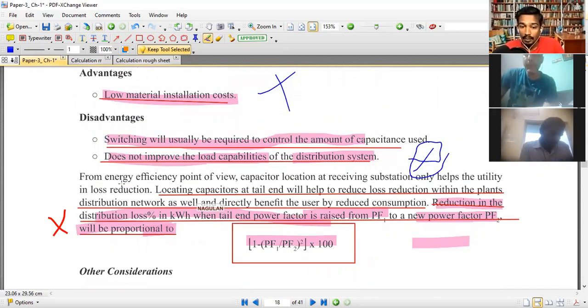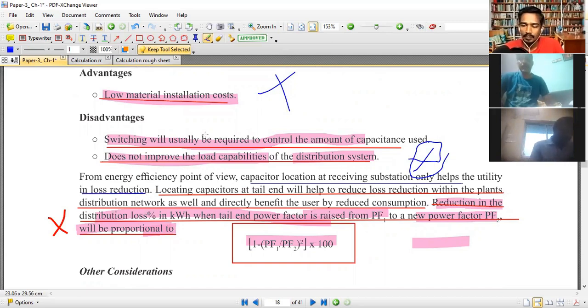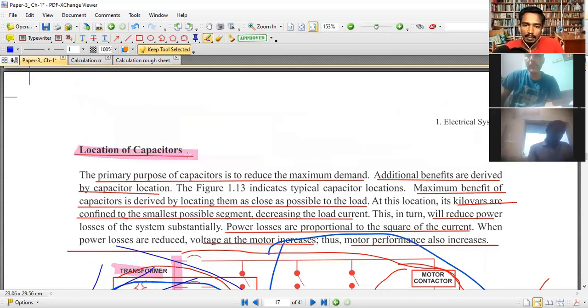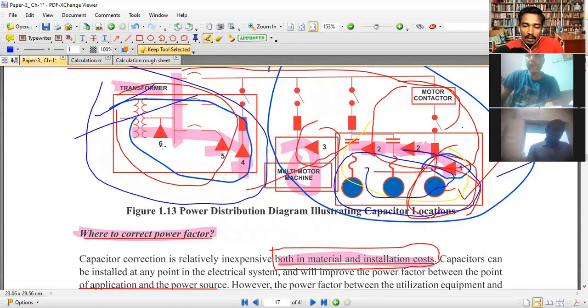Another one is, from the energy efficiency point of view, capacitor location at the receiving substation only helps the utility loss reduction. Suppose they are using the capacitor bank here. What are the losses? Here the total losses, power factor improvement for the incoming source side, that is possible. But at the motor terminal it is not possible. For a motor terminal you need better voltage regulation, everything.